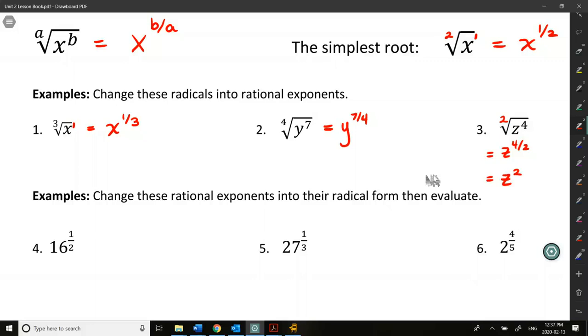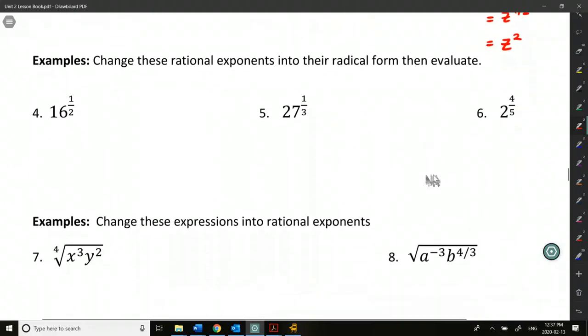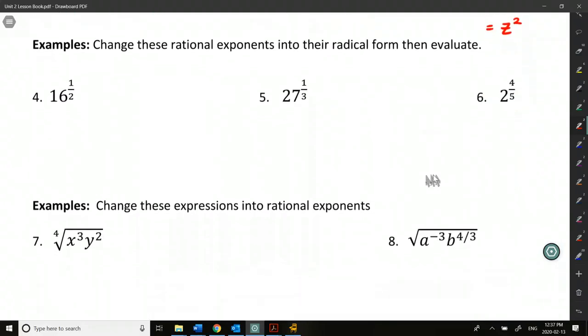Yeah, we can actually use this kind of method on our actual graphing calculators, or any calculator really. So we're going to change these into their radical form, the root form, and then we're going to evaluate. If I see 16 to the exponent 1/2, I can enter this on my calculator, so maybe we'll try entering this in 2 ways on our calculator.